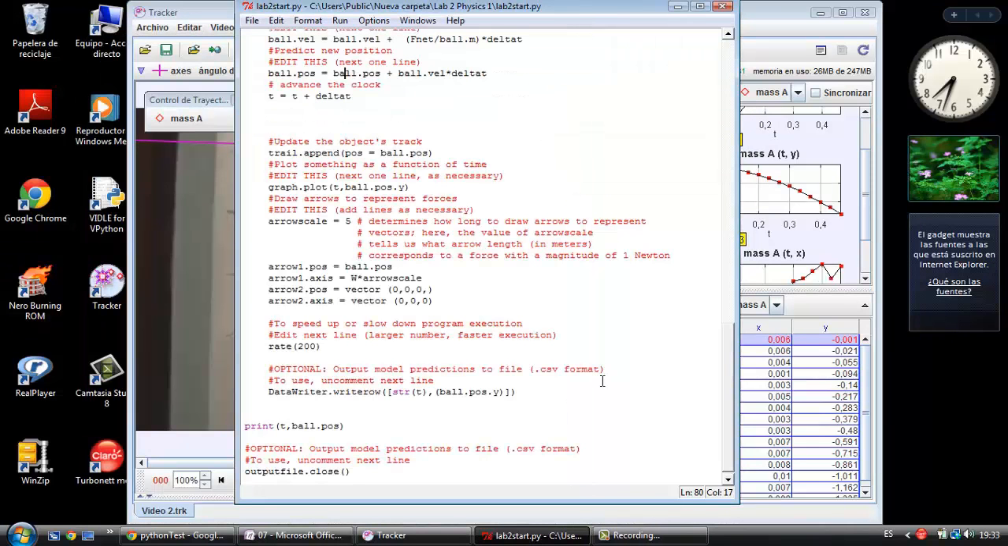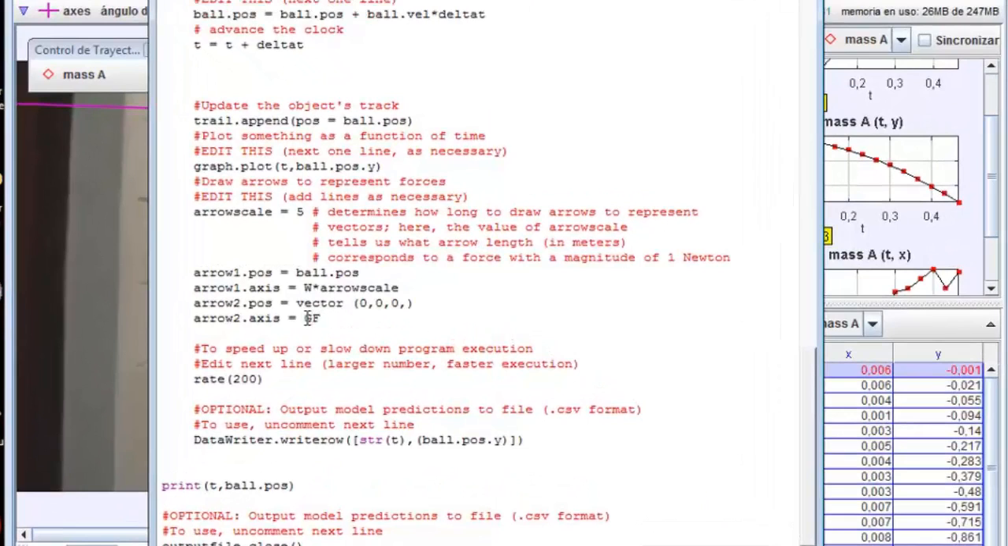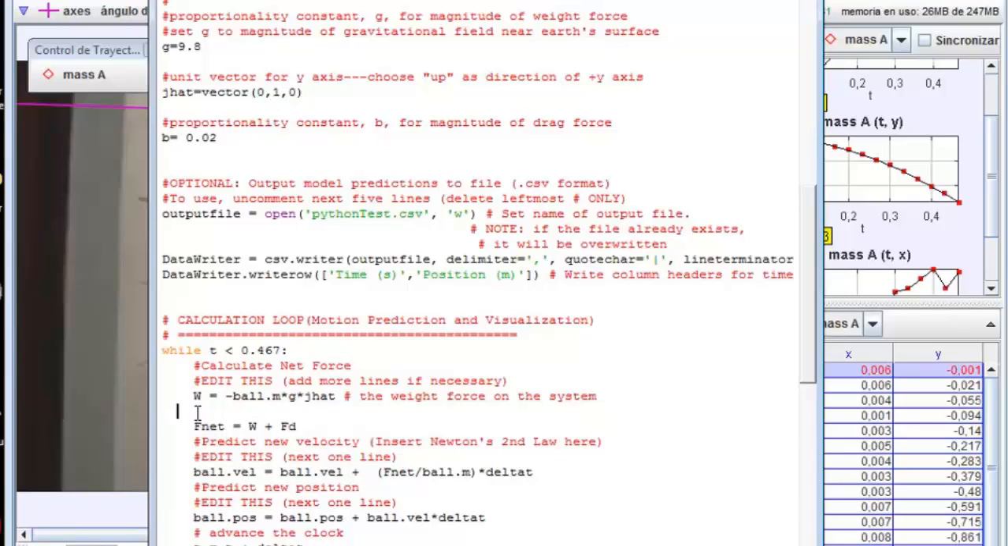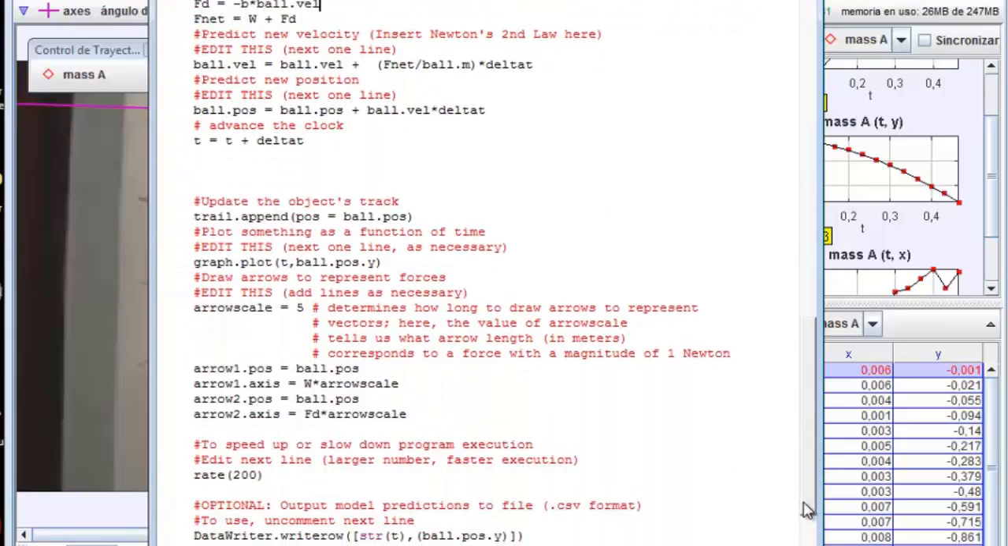Now I will show you a computational model but with drag force. So we change some things here. This is important because this will create the arrows for the representation. And the most important thing here is that we have to change our net force. But here I have to write what the drag force means. So drag force, as we said before, is b times the ball velocity, which we took, and it was 0.61 meters per second negative.